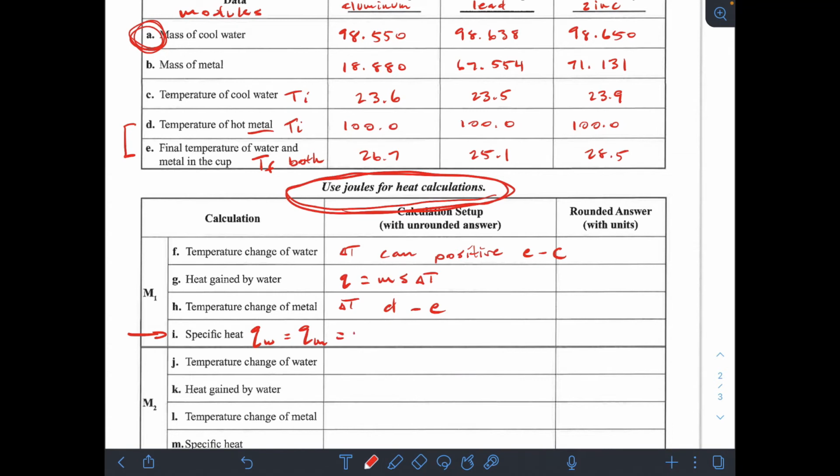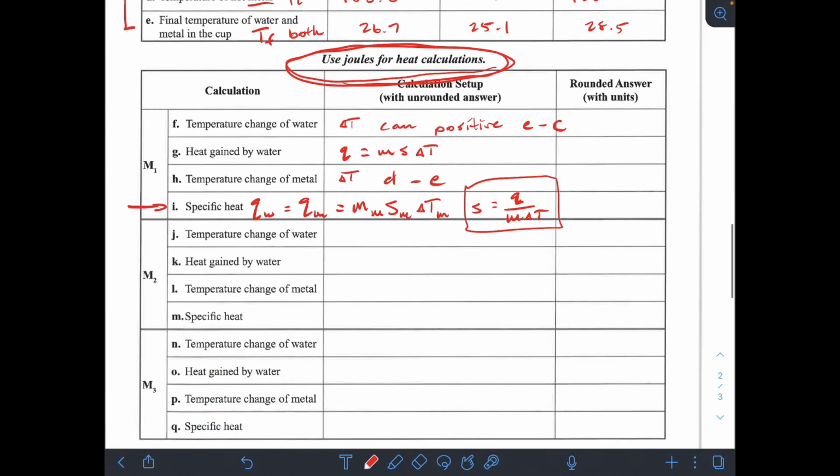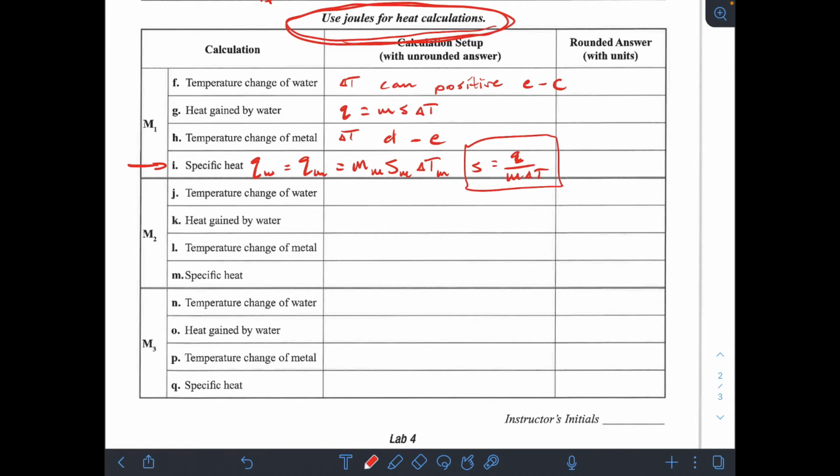So Q of the metal is M of the metal, S of the metal, which you're going to find, and delta T for the metal. All right, so you're going to rearrange that, and you'll have S equals Q over M delta T. All right, and that's what you're doing in this part I. And you're going to do all of these calculations for all 3 of the metals. Now, so that pretty much takes care of the lab activity itself.